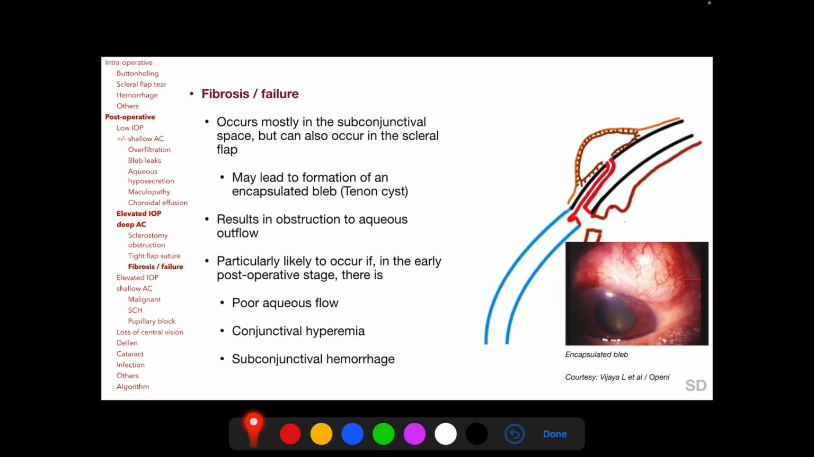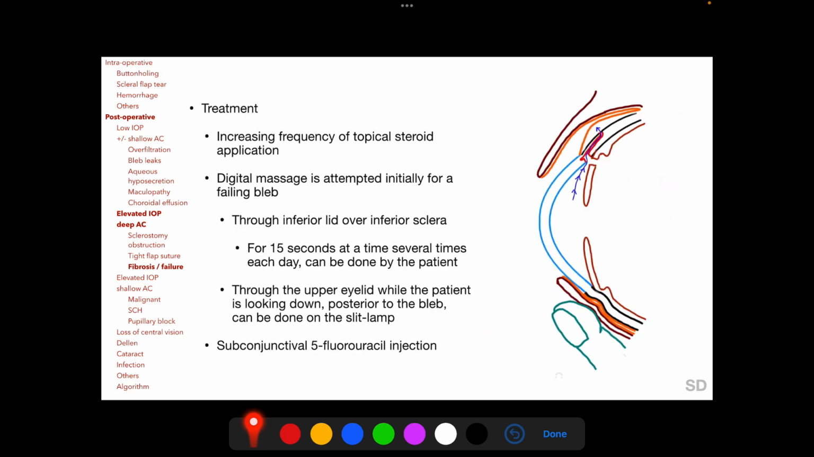Fibrosis of the bleb is particularly likely to occur if in the early post-operative stage there is poor aqueous flow through the bleb, conjunctival hyperemia, and subconjunctival hemorrhage. Treatment of bleb failure depends on the amount of time passed since trabeculectomy. Early on, bleb failure may be managed by increasing the frequency of topical steroid application, which reduces the healing response in the subconjunctival space, or by application of digital massage.